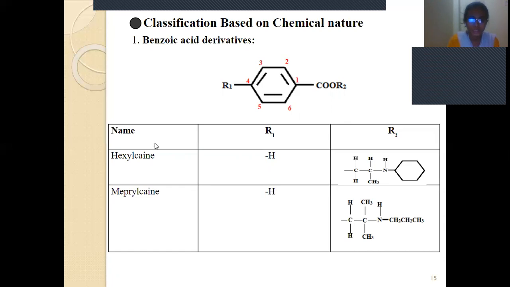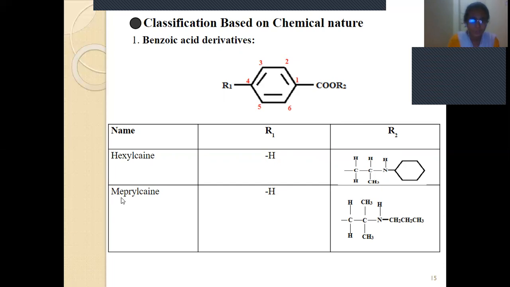First one is hexylcaine. In R1, hydrogen is present. In R2, this is cyclohexane, a 6-membered ring. How many carbon atoms are there? 1, 2, 3. 3 carbon atoms means propane. And an amine group is present in the R2 position.